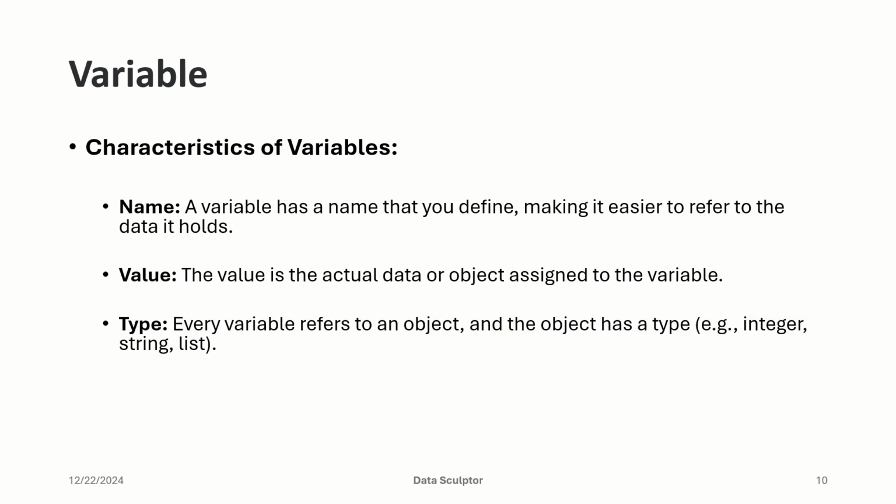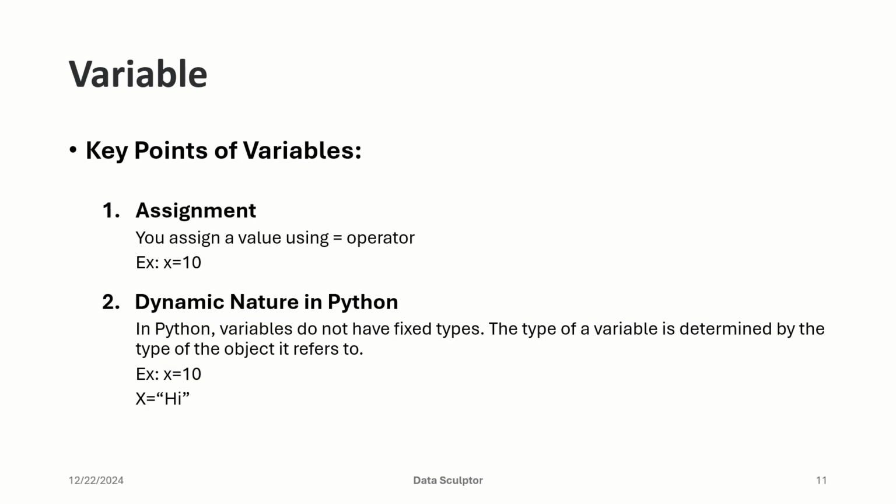Characteristics of variables. A variable has a name that you define, making it easier to refer to the data it holds. Value: the value is the actual data or object assigned to the variable. Type: every variable refers to an object and the object has a type, whether it is an integer, string or a list. Key points of variables. Assignment: you assign a value using the equals operator. For example, x = 10 means x holds the value 10.